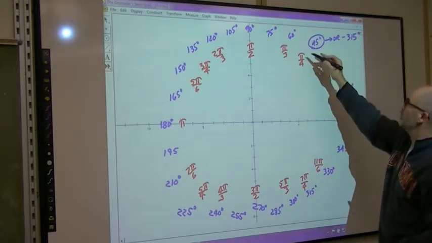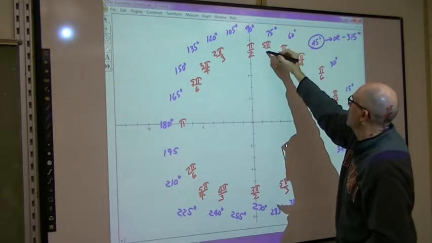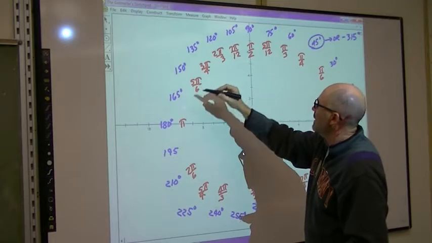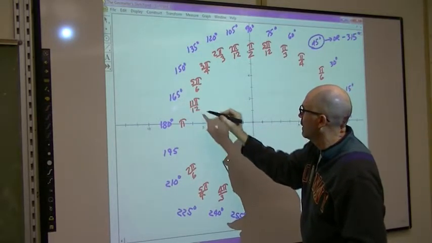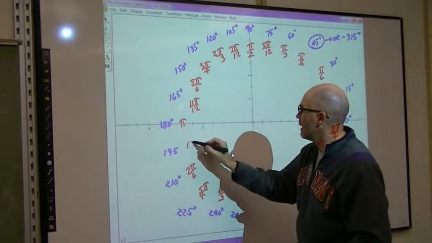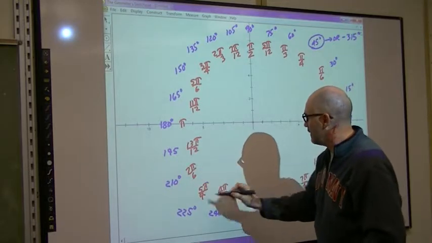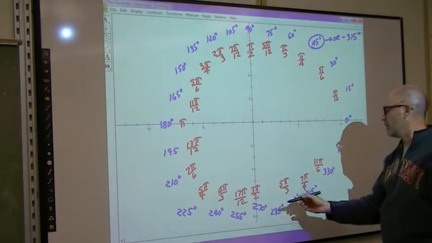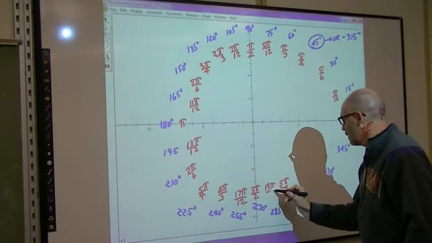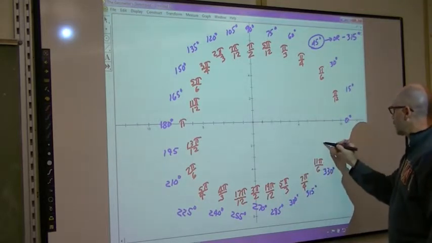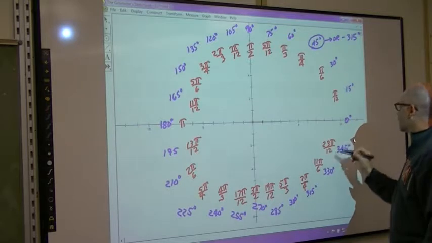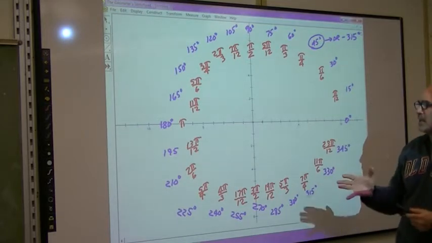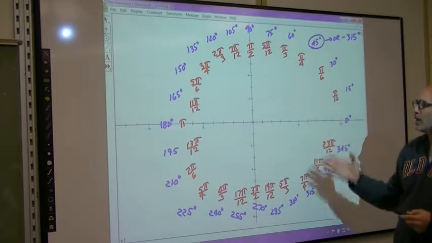There's 2 pi over 12, 3 pi over 12, 4 pi over 12, 5 pi over 12, 6 pi over 12, 7 pi over 12, 8, 9, 10, 11 pi over 12, 12 pi over 12, 13 pi over 12, 14, 15, 16, 17 pi over 12, 18 pi over 12, which is 3 pi over 2, 19 pi over 12, 20 pi over 12, 21, 22, 23 pi over 12, and last we have 24 pi over 12, or 2 pi, back to 0.